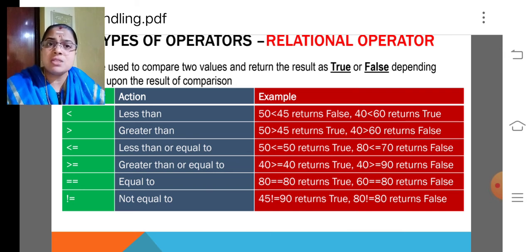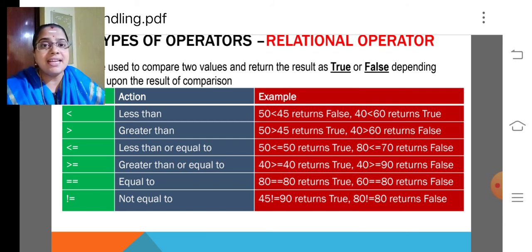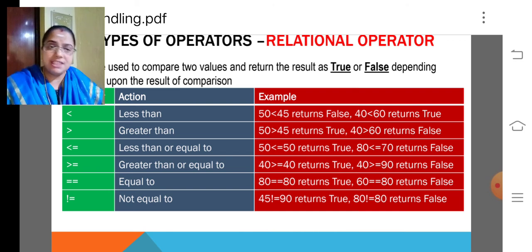Then why do we use double equal for checking equality? Actually, we studied the equal sign as the assignment operator, isn't it? The equal sign we already used for assigning. a equal to 10. That means what? 10 will be assigned to a. So how to check 10 equal to 10? That is why we are using double equals for checking.